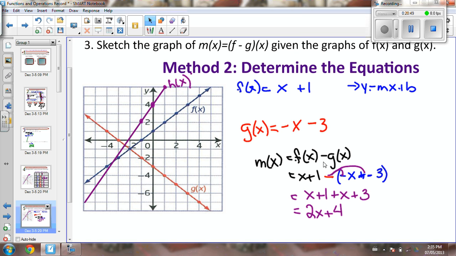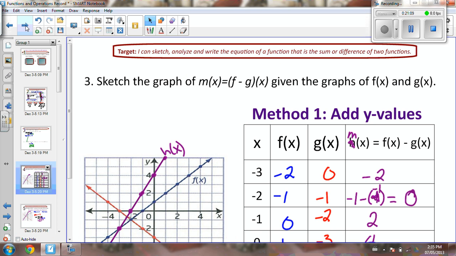Personally, I wouldn't use this method unless it was easy for me to distinguish the equations. If they're a little bit tough to see, then it's easier to figure out just your y values and add them together. So if you're working with anything other than lines, I'd probably go with the first method.